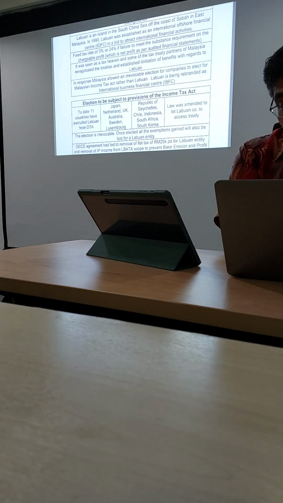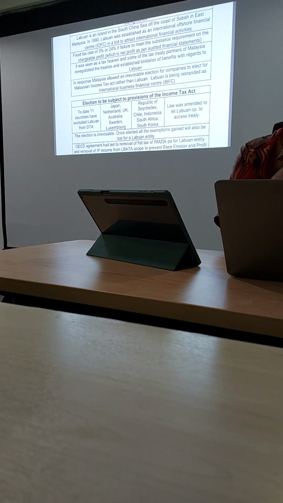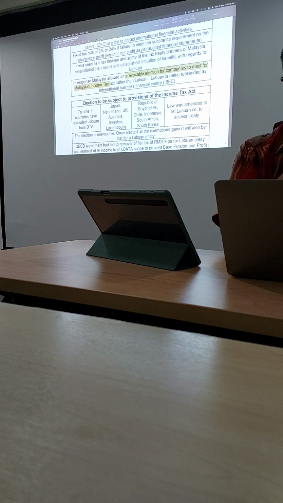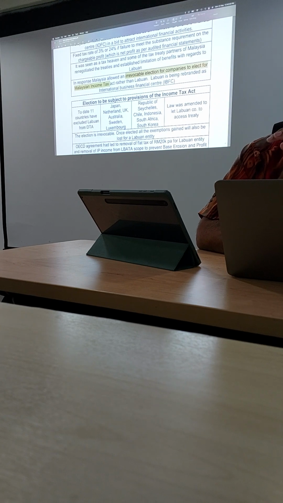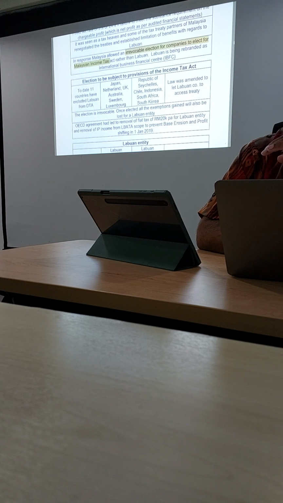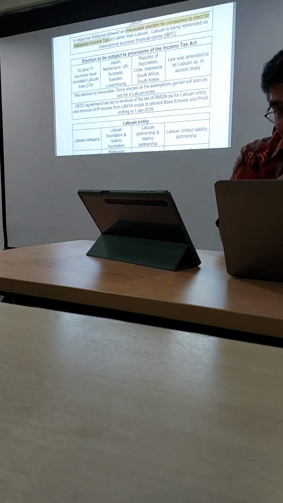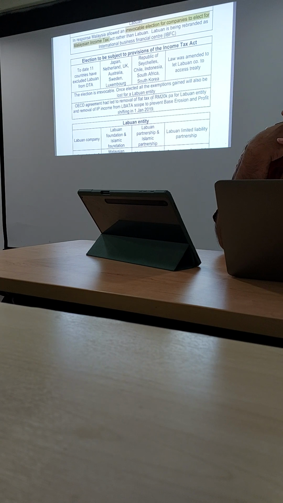Therefore, because of this, the Malaysian government gave Labuan companies a choice to make an irrevocable election to be taxed under Malaysian income tax. That means you could be in Labuan, but you can opt for being taxed under the Malaysian income tax. Now, basically these countries have made it clear that if a company in Labuan did not elect to be taxed under the income tax, then they will not benefit from the double tax agreement. Got it? So in this case, to date, 11 countries excluded Labuan from the DTA. This includes Japan, Netherlands, UK, Australia. But don't worry, no questions will ask you about which country is excluding you. Got it? The election is irrevocable.